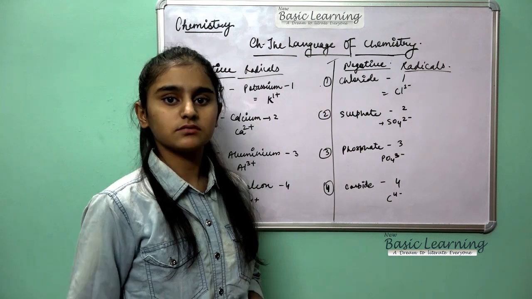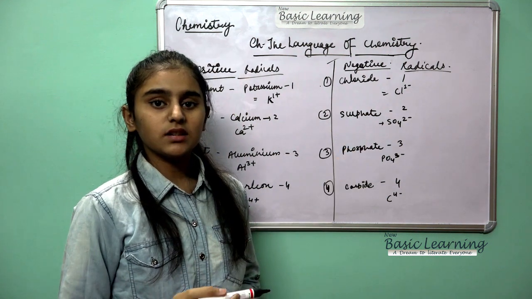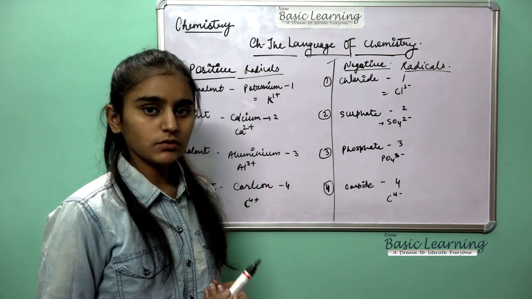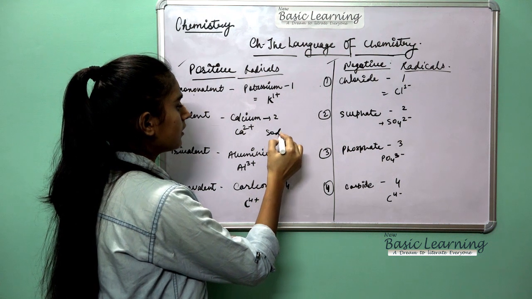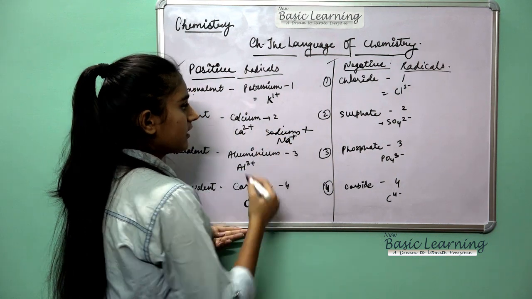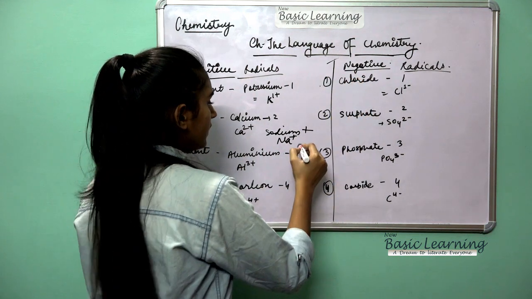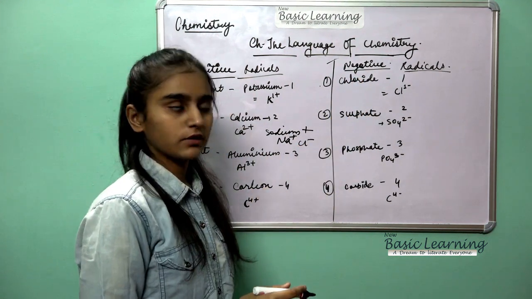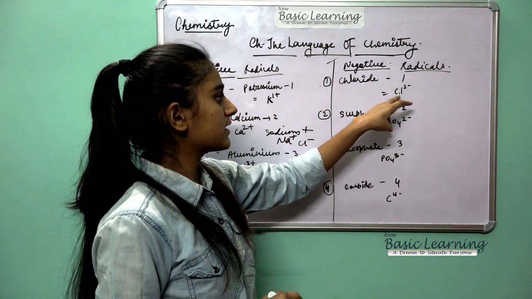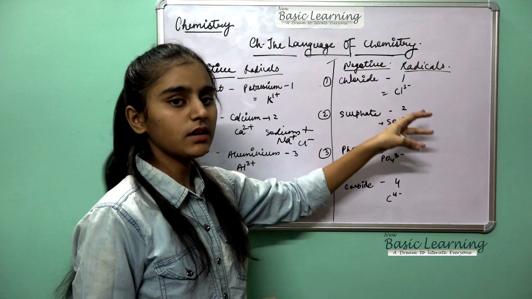Chloride, you can also take chlorine. Suppose I am giving you an example, sodium chloride. Sodium is the positive one, that is Na plus. Chlorine becomes chloride, so Cl is negative. Here chloride is for negative charge, that is anions. Cl valency is 1 and charge is negative, so Cl1 minus.